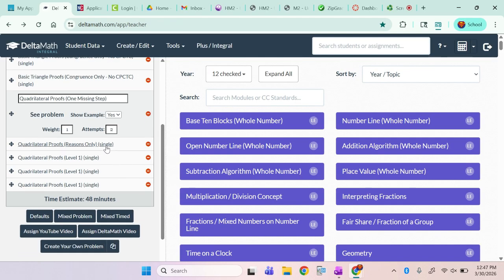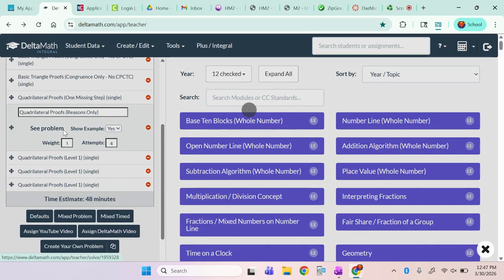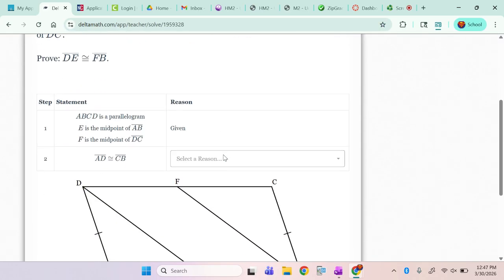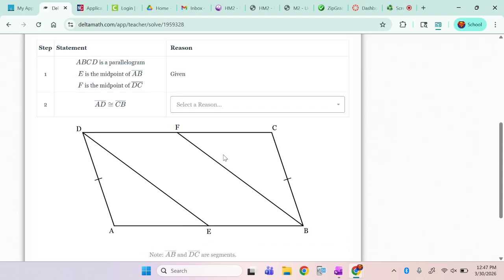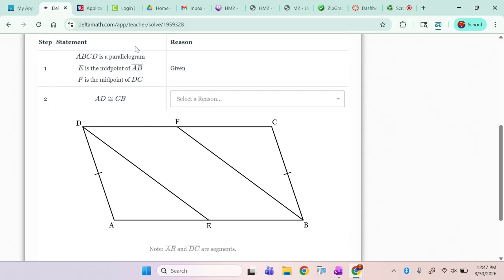All right, let's try one where they just gave us all the statements, but we need to put the reasons. All right, so they said that this entire shape was a parallelogram. That's the next one down. They then said that point E is a midpoint and point F is a midpoint.